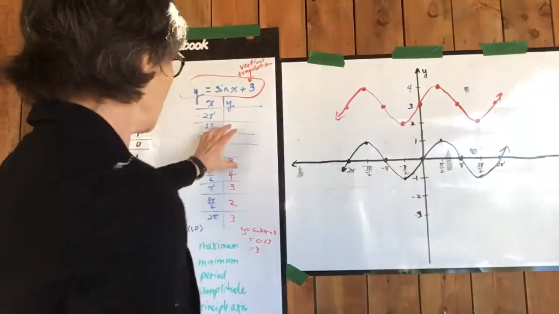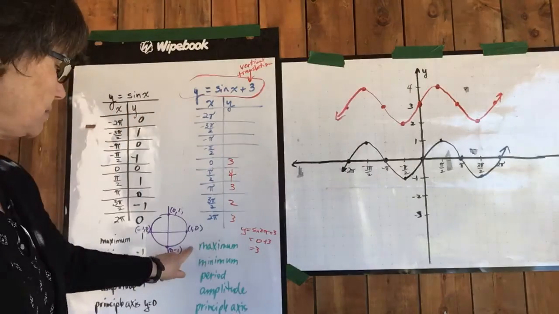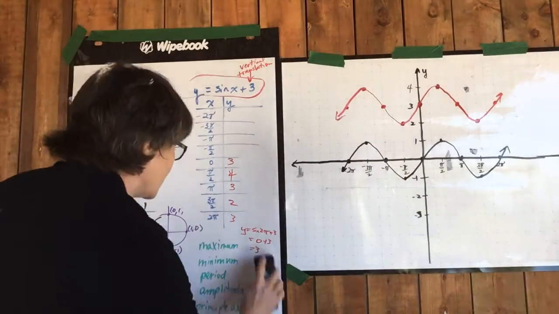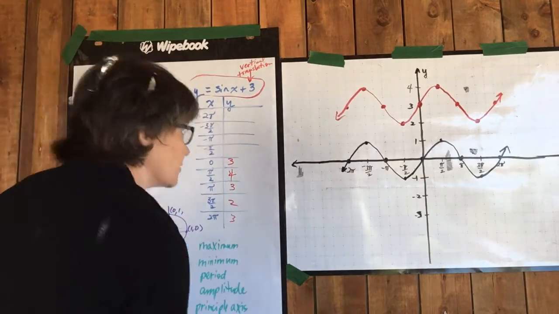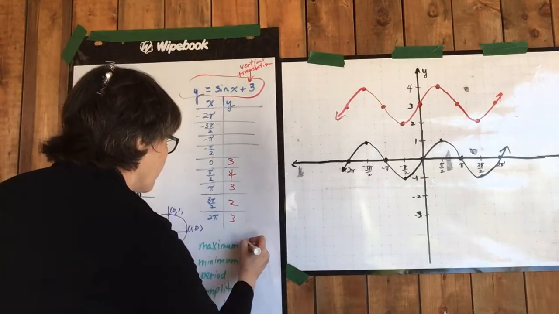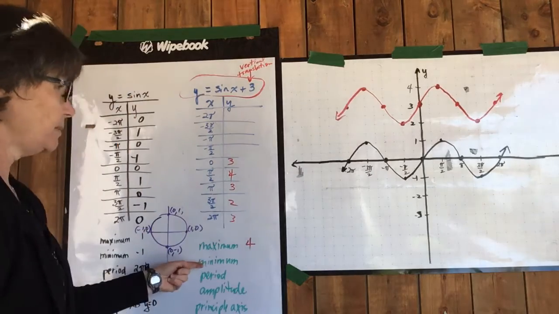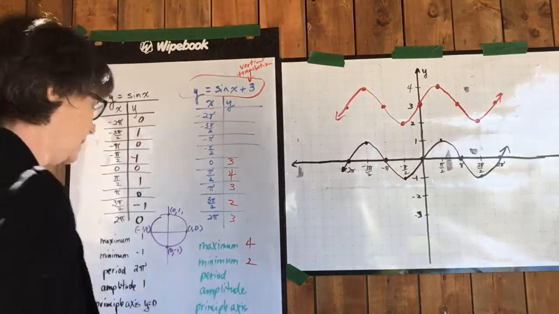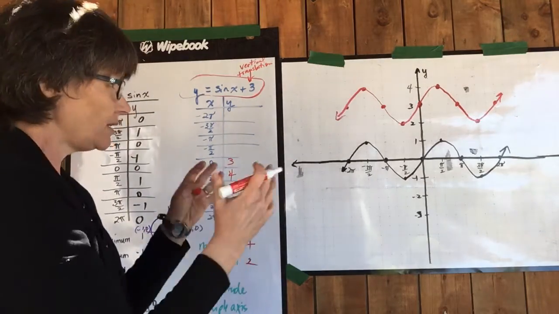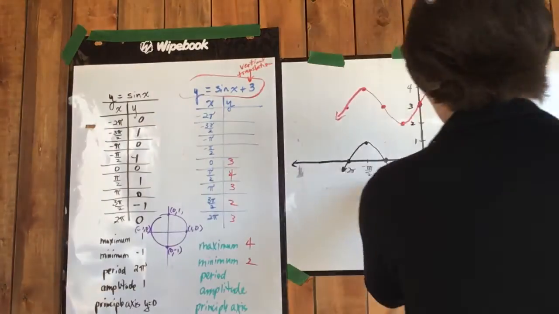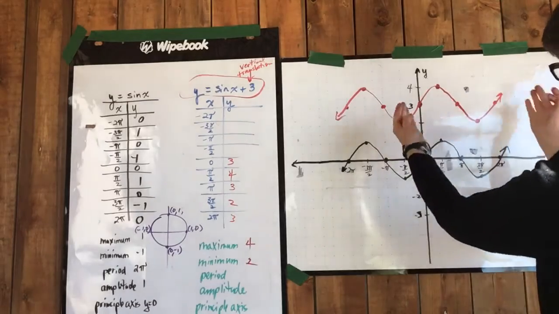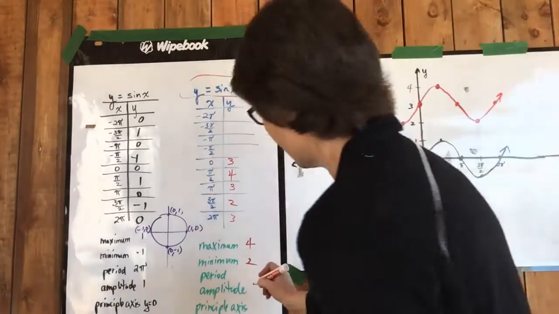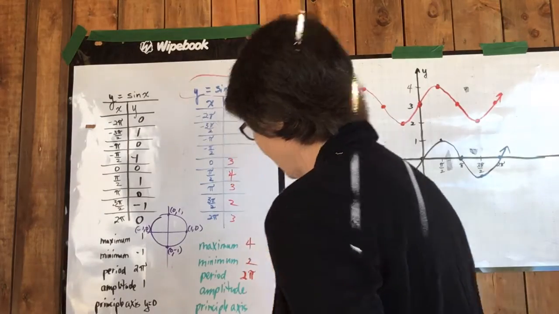And of course you need to finish filling in here. And max and min. Let's talk about max and min now. So maximum: what is the highest y value on this graph? Well, it's 4. Maximum is 4. Minimum, what's the lowest y value on this graph? 2. The period, has the period changed or is it still the same as y equals sine x? It repeats itself after the same amount of time, 2 pi, so it's the same. The period is still 2 pi.